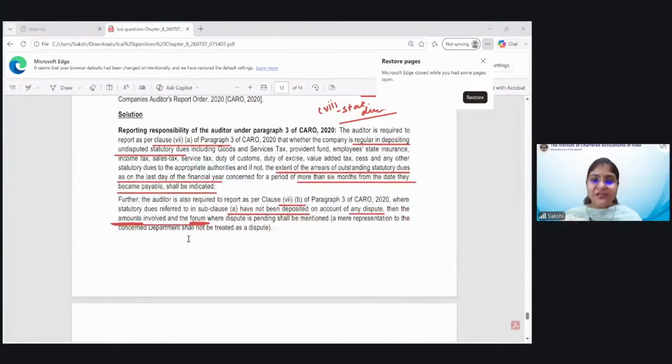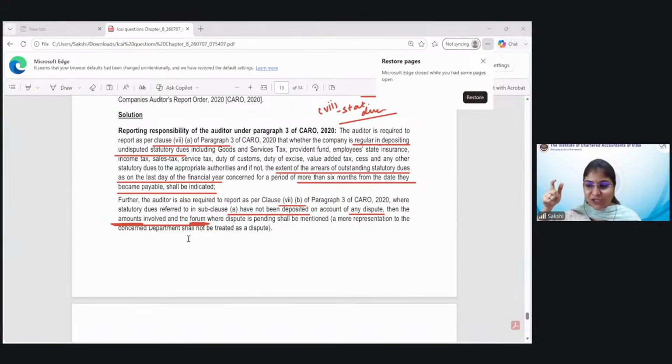Further, the auditor is also required to report as per clause 7b of para 3 of CARO 2020, where statutory dues referred to in subclause A have not been deposited on account of any dispute. Then the amount involved and the forum where the dispute is pending has to be mentioned. And do not fail to mention a mere representation to the concerned department shall not be treated as a dispute.